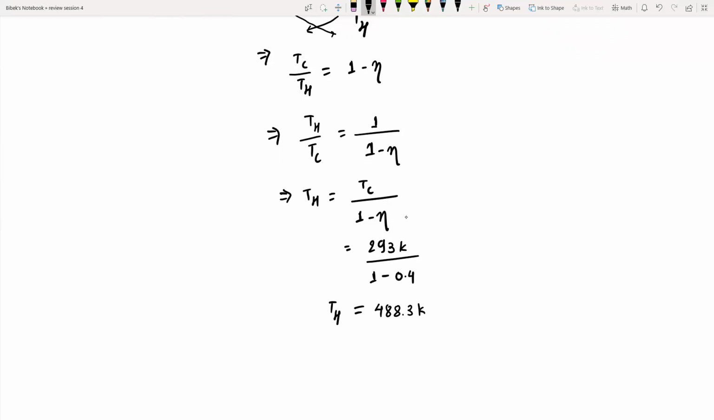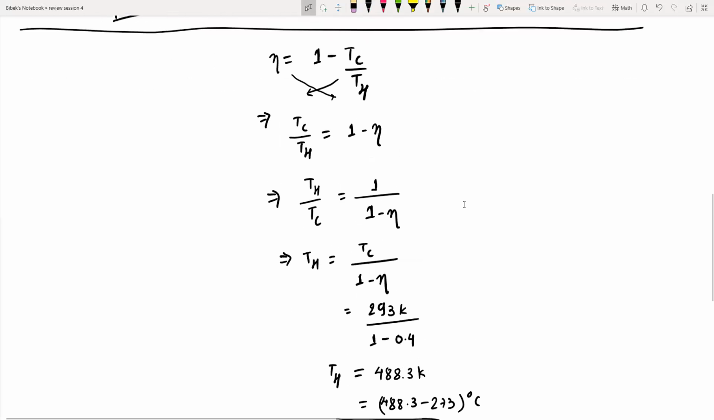And I think the problem asks you to write the temperatures in degrees Celsius. So in that case, you need to subtract 273 from the Kelvin value. That is 488.3 Kelvin minus 273, so that's 115.3 degrees centigrade. That's the temperature of the hot reservoir for this problem.